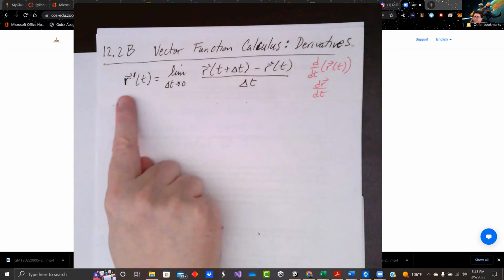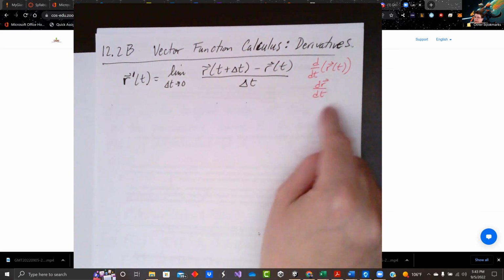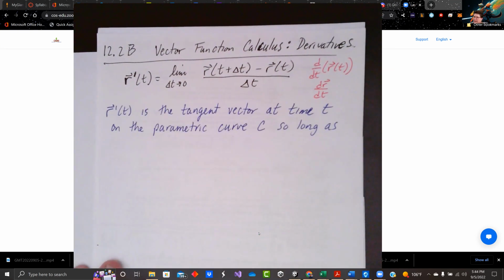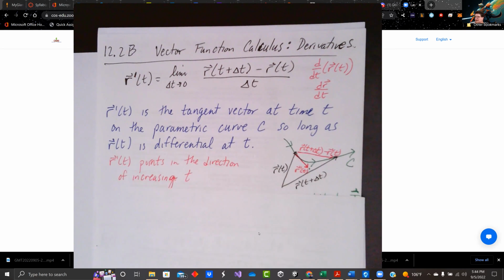Other ways of writing r prime of t, of course, we could do d dt of the vector, or we can write dr dt like that. So what is r prime of t? It is the tangent vector at time t on the parametric curve c. But we do require our vector function to be differentiable at t. And the derivative vector points in the direction of increasing t.